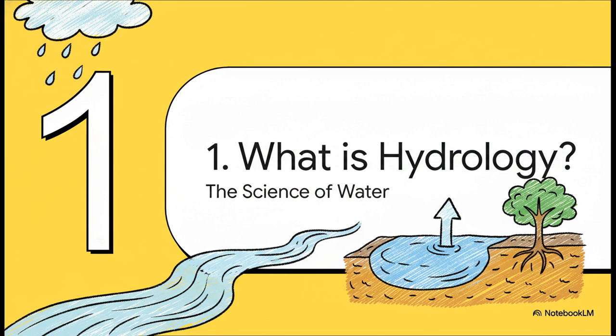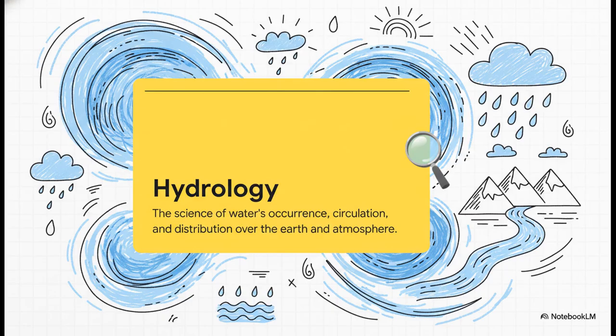First things first, let's tackle the most fundamental question. What exactly is hydrology? You know, the name itself gives you a pretty big clue. Hydro means water, and logy means the study of. So putting it together, hydrology is the science of water. It's all about its occurrence, circulation, and distribution all over the Earth and in the atmosphere. It basically answers the big questions: where is the water, how is it moving, and where does it end up?